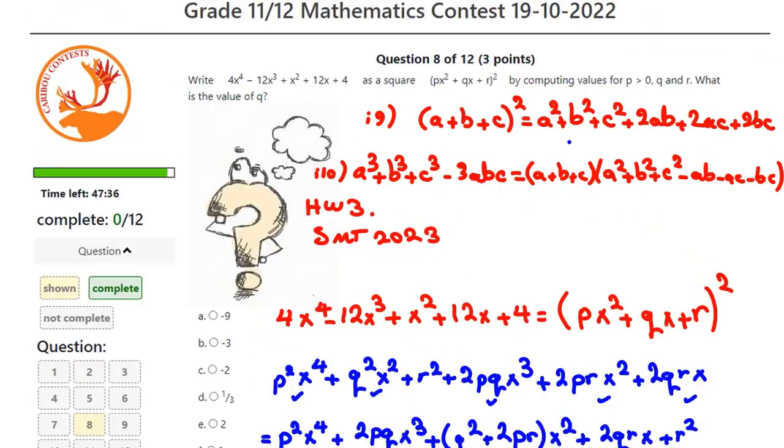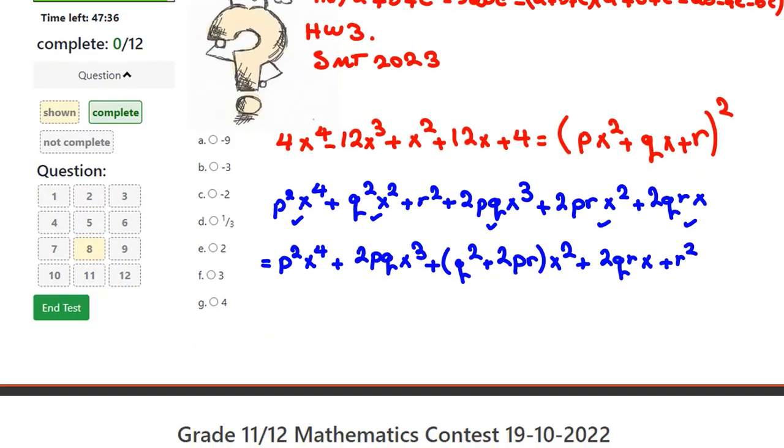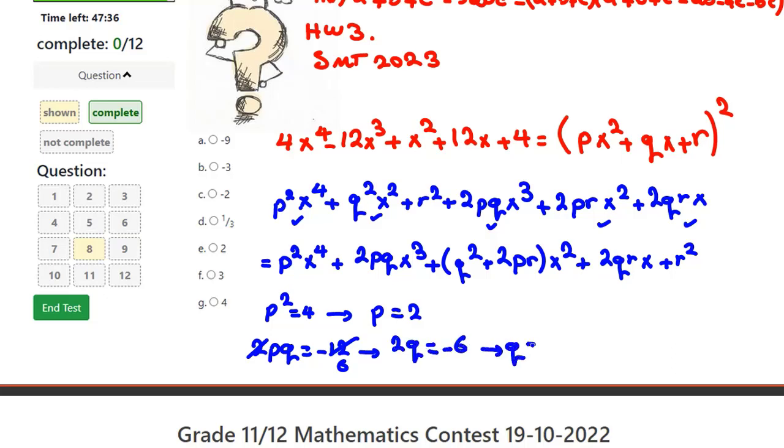Now, by these things, it says p is positive. So if you consider the related coefficients, the related coefficients should be equal. P squared is 4. Because p is positive, p is 2. Okay. Next one. 2pq, coefficient of x cubed is negative 12. If we divide by 2, negative 6, p is 2, so 2q is negative 6, and q is negative 3.